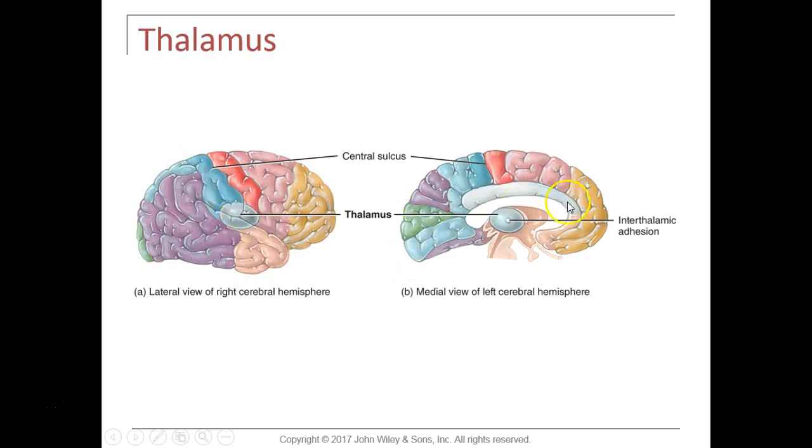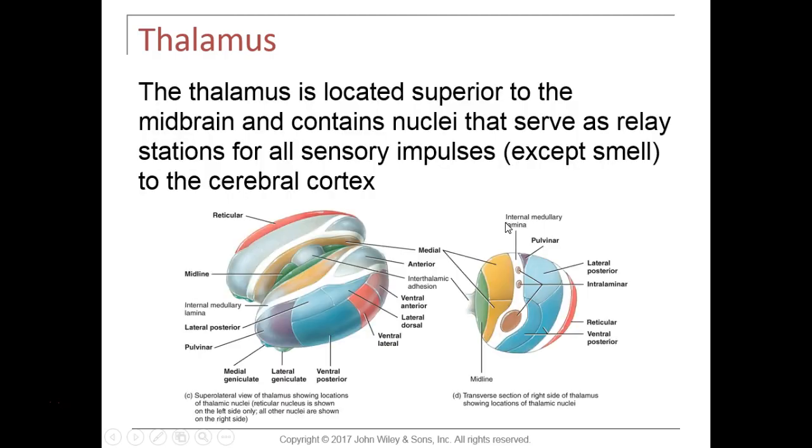So here's a mid-sagittal view. They took off the right cerebral hemisphere, and there would be one of the lobes of the thalamus with the interthalamic adhesion, or sometimes called the intermediate mass of the thalamus. So here's what the thalamus looks like. It's made of these two lobes, a left thalamic lobe and a right thalamic lobe that are interconnected by this interthalamic adhesion, or the intermediate mass of the thalamus.